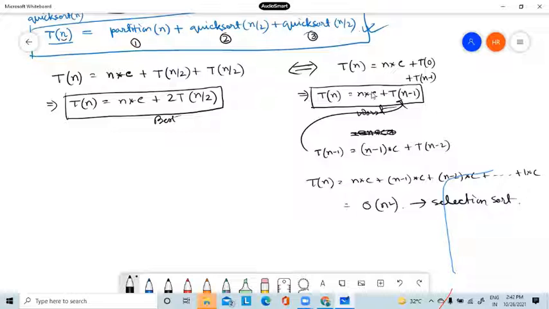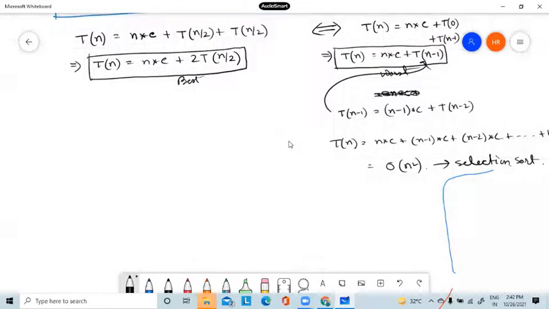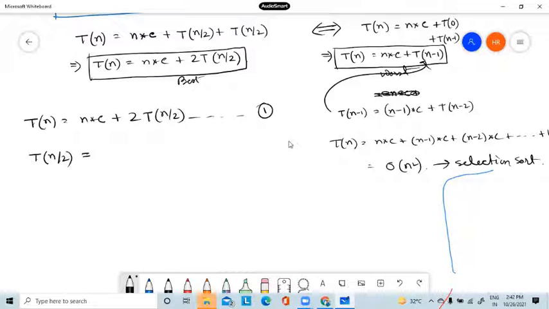Now try to understand this side, the best case, how to solve this. So this is T of n equals n into c plus 2 T of n by 2. This is the first equation. From this I want to calculate the value of T of n by 2. The value of T of n by 2 is obviously n by 2 into c plus 2 T of n by 2 square. Correct? Now this is the second equation. How many T of n by 2 do we require? We require 2 T of n by 2. So multiplying both sides by 2.